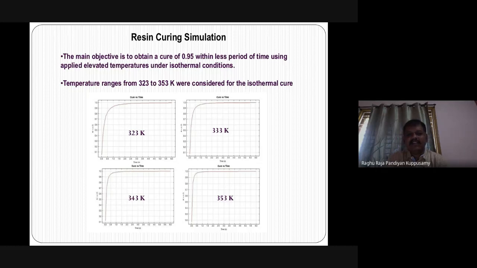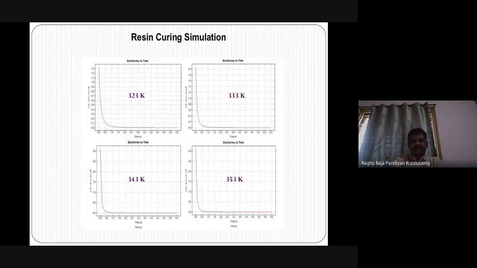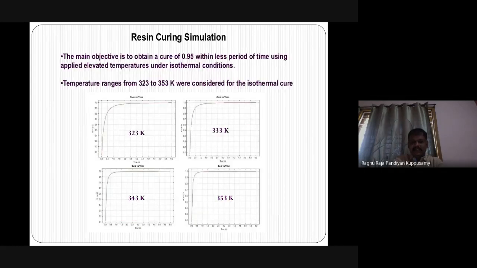I have taken temperature ranges from 323 to 353 Kelvin, and I am curing only under isothermal mode. These are the results you can see. When the applied temperature increases, the time taken to reach a given degree of cure decreases. That is very obvious, and you can see it from the diagram also. When I apply 353 Kelvin, the degree of cure attains a value of 1 in a much shorter time.